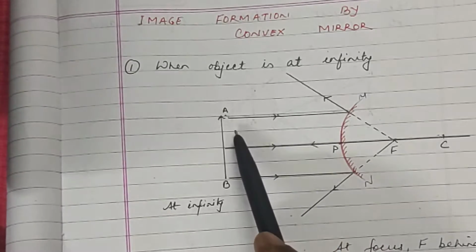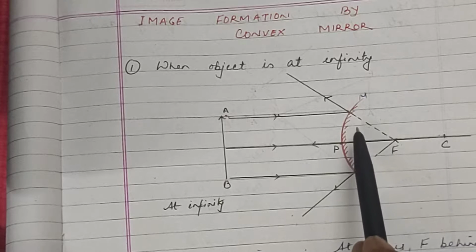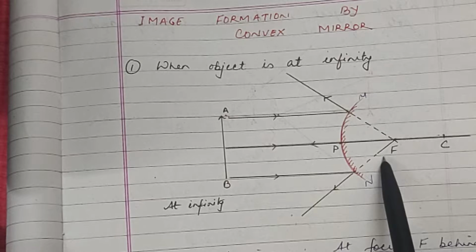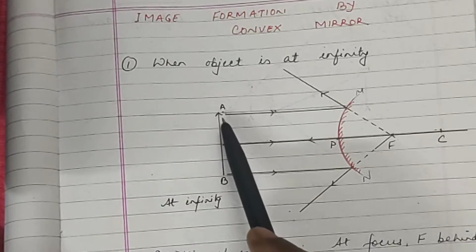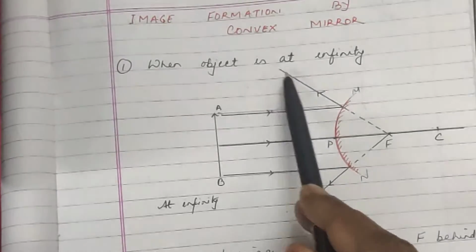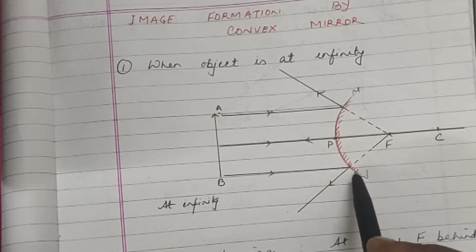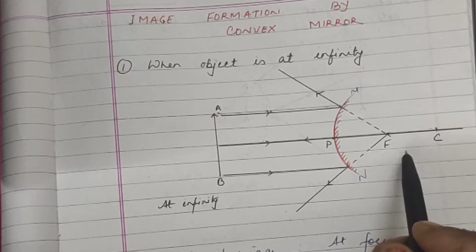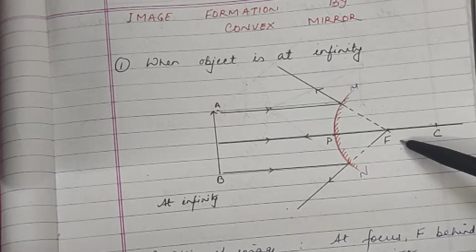Then the ray of light parallel to the principal axis appears to meet at the focus of the convex mirror after reflection. So you can just see that the ray of light from the object is parallel to the principal axis. It is a convex mirror, so it gets diverged, and the rays appear to meet at the principal focus. So this is the position of the image. It is at focus F behind the mirror.